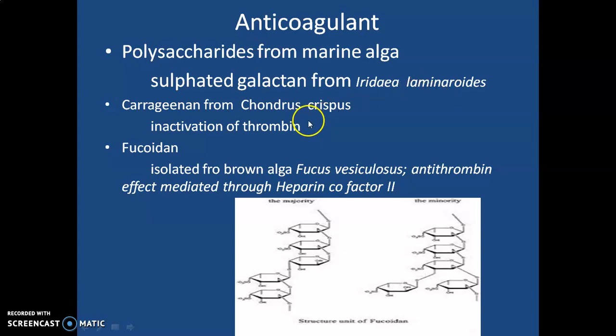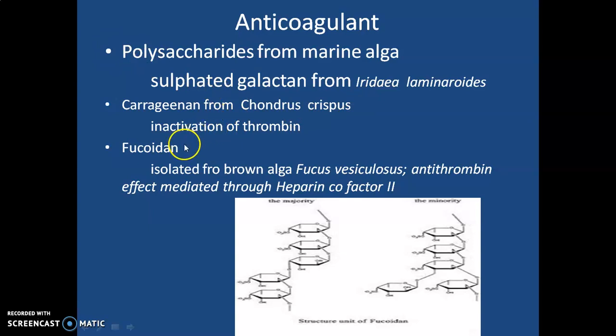The second compound is carrageenan, already discussed as a classical drug agent. It also shows anticoagulant activity in vitro. It shows in vitro inactivation of thrombin. So basically, it shows activity by inactivating the thrombin.